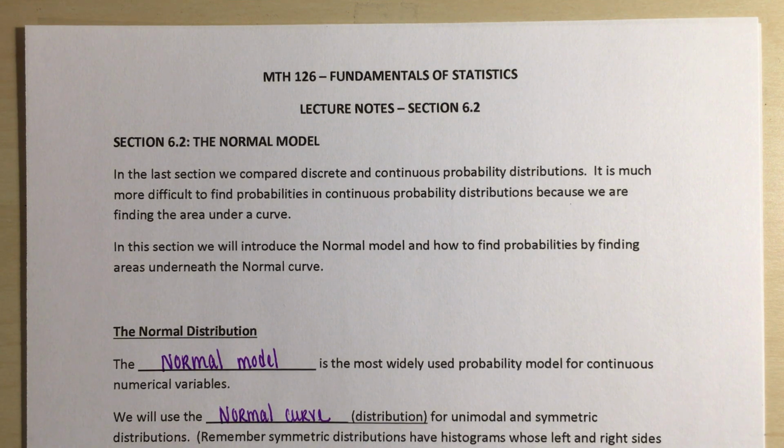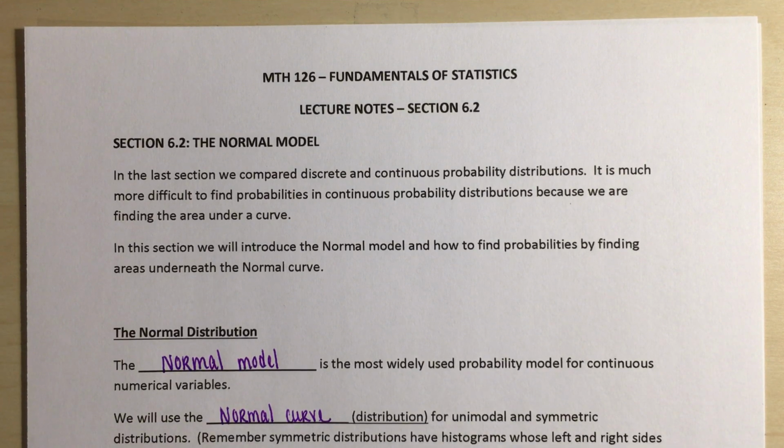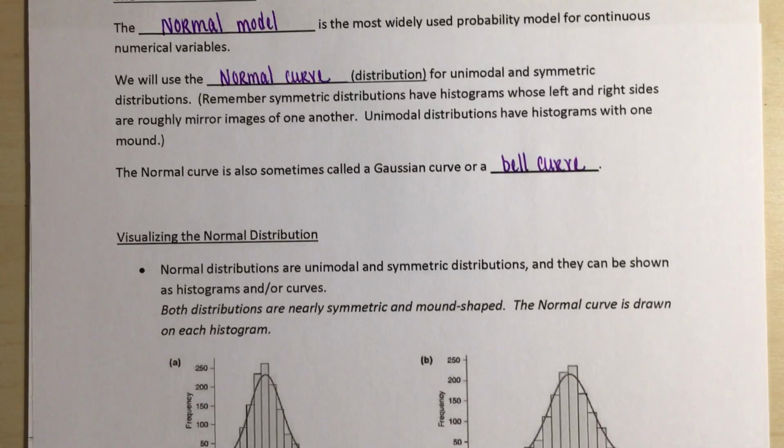So if we're thinking about this, we're going back to, and in the next couple of pages we'll even mention, our empirical rule, the stuff that we used back in chapter 3. The normal curve is also sometimes called a Gaussian curve or a bell curve. Okay. So all of these names are describing the same thing that we're going to be using.